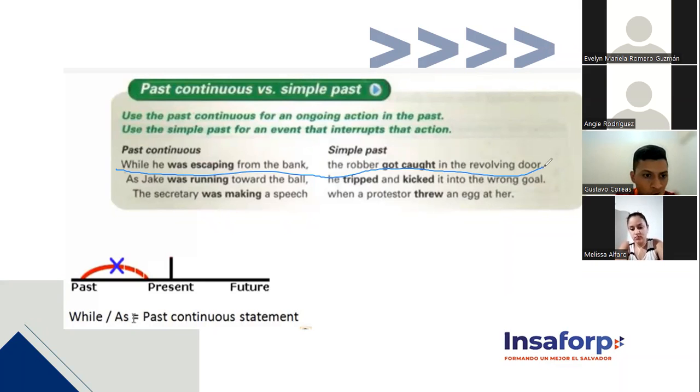So next one, Gustavo, read the second one. Jake was running toward the ball, he tripped and kicked into the ground wall. Crazy example as well. So as you can see here, this is very important, Gustavo. This one, pay attention. I know you know this, but sometimes we forget. Can you say this one that I'm pointing out? Tripped. And this one? Kicked. Mm-hmm. See, I know you know this.